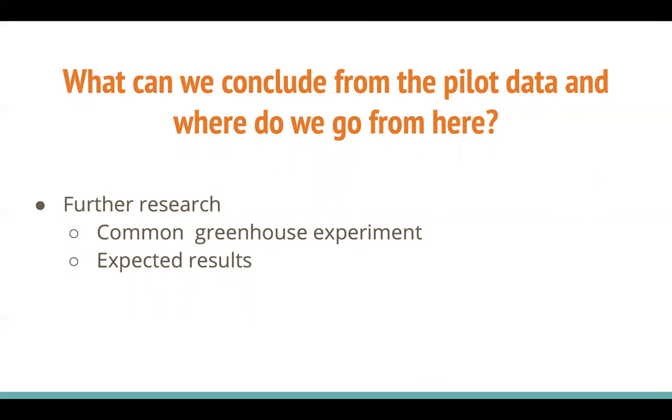A common greenhouse experiment could be used to help us determine the best course of action in managing the invasive species throughout Japan. So with this further research, we will look to answer 3 main questions. 1, how much do populations vary? 2, is there an effect of the management strategy? 3, does the management effect vary among populations? So let's look at our methods.